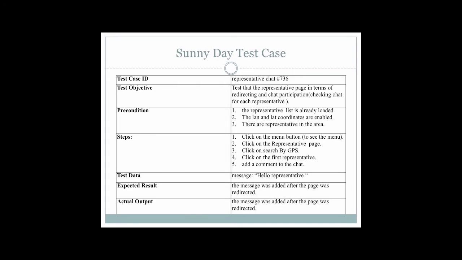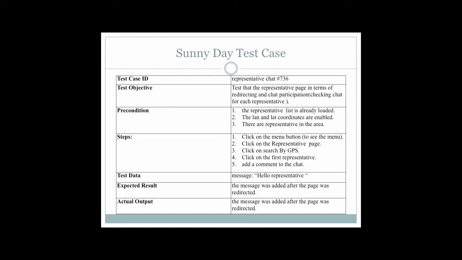Here's an example of a sunny day test case that we use for a representative chat. Here we can see that the test objective is to test that the representative page in terms of redirecting and chat participation works, and checking that the chat for each representative is functional. The precondition is that the representative list is already loaded, the longitude and latitude coordinates are enabled, and that there are representatives in that area.